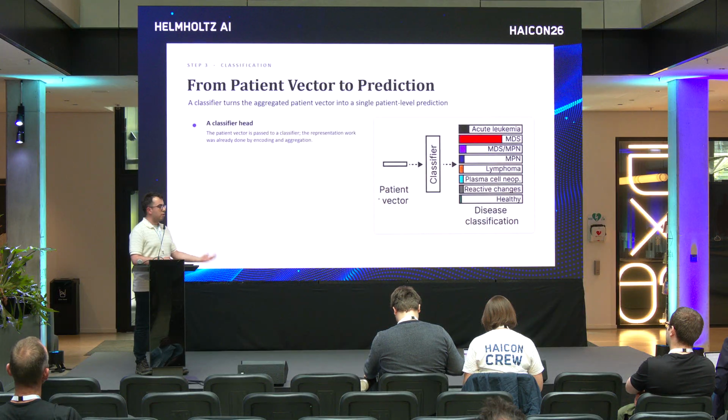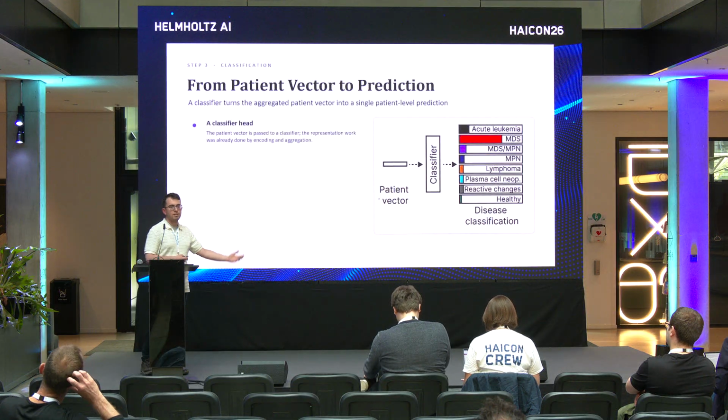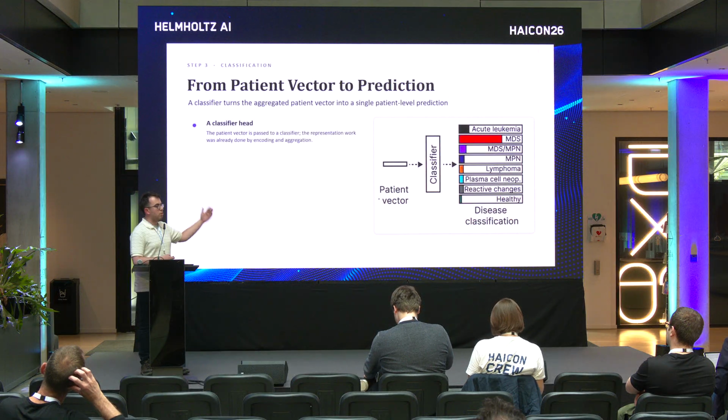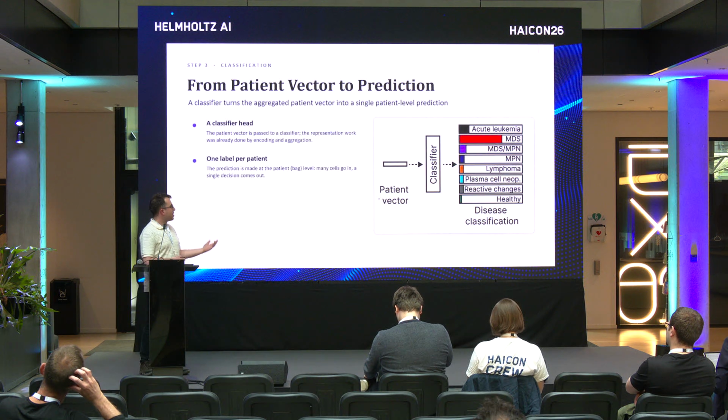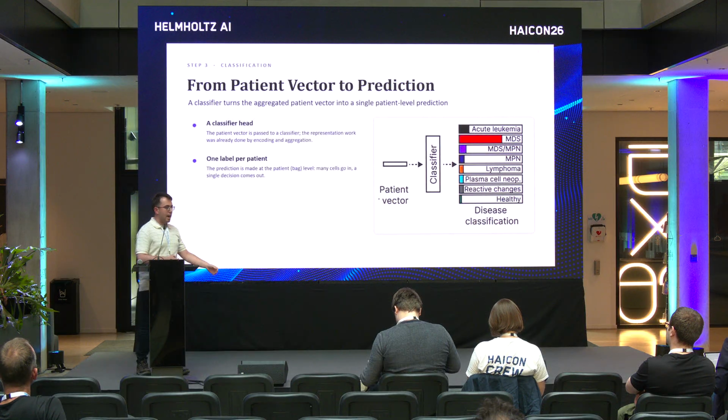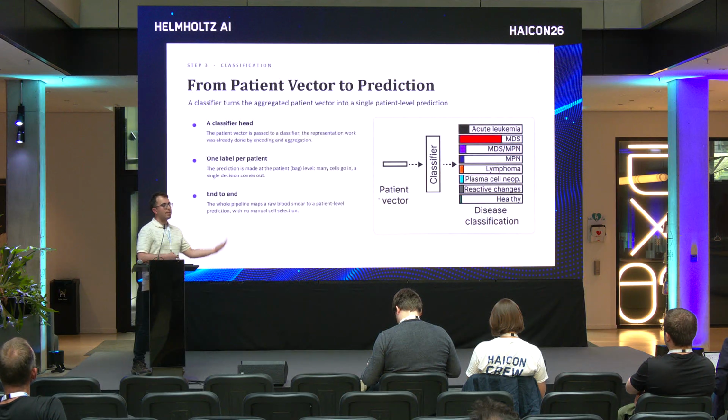Then after you get your patient-level token, you want to classify it. You can use a linear layer or MLP to map into the dimension of your labels, and then you get a prediction at the patient level, how likely this patient is to have acute leukemia or MDS or be healthy. And then you have the ground truth at the patient level also during training time, and you can calculate your loss function and backpropagate end-to-end through the classifier and the aggregator.